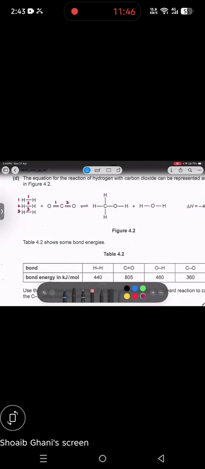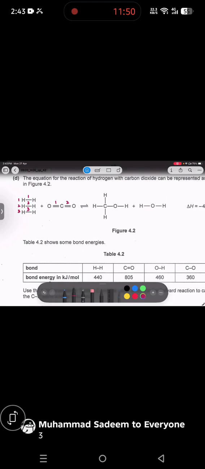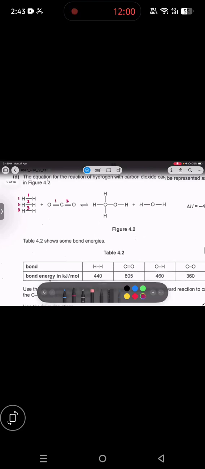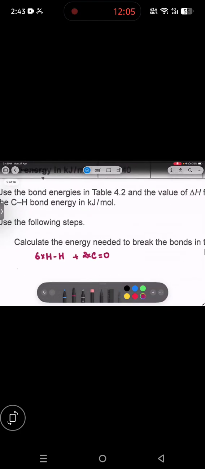Yes, for the hydrogen, three bonds, na? Three bonds, that means we have to multiply with the three. Am I right? We have to multiply with what? Three here. Yes, not with the six. So multiply with the three.